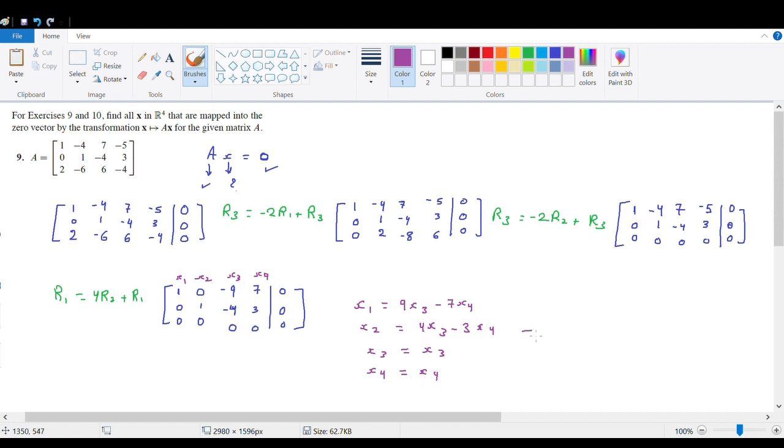Now if we write it as a vector, we have 2 free variables, so x is equal to x3 times the vector of coefficients from the first, second, third, and fourth rows, so 9, 4, 1, 0, plus another free variable, x4, whose coefficients are minus 7, 3, 0, 1.